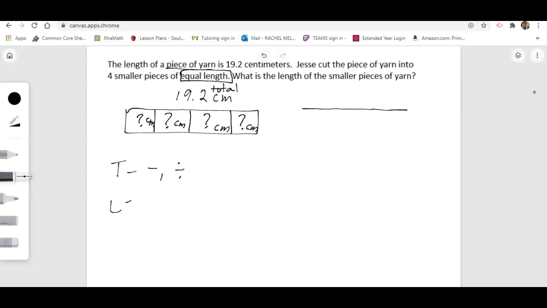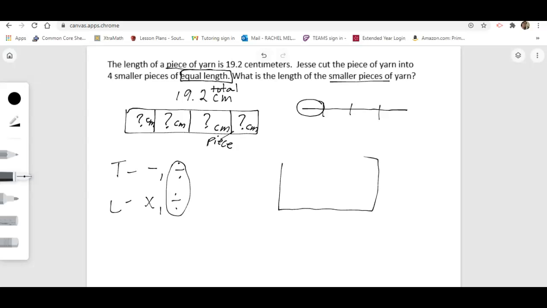So here's the whole string, okay? If I cut that string into 4 pieces, what I'm looking for is this piece, right? So this is actually going to be different labels because this is total centimeters and this is centimeters per piece, or per smaller piece, if you want to say it that way. So if I have different labels, I'm going to multiply or divide. So I can see that I'm going to divide. So I know you guys like to do the box method. So I'm going to do the box method here.